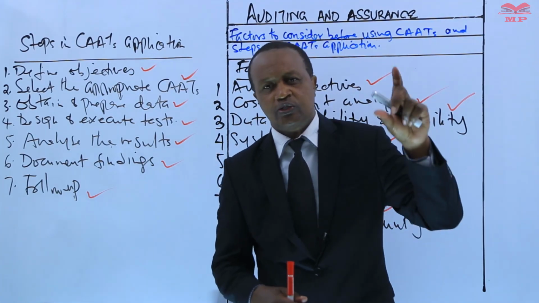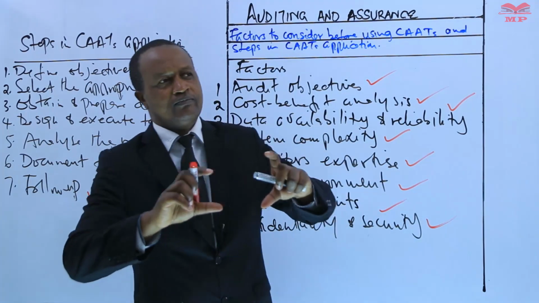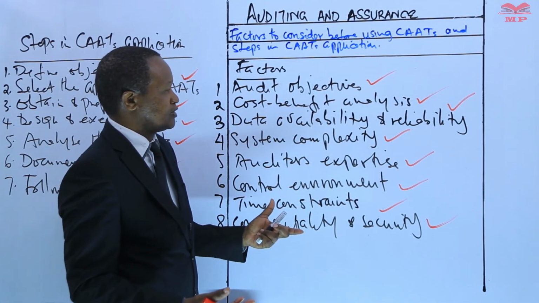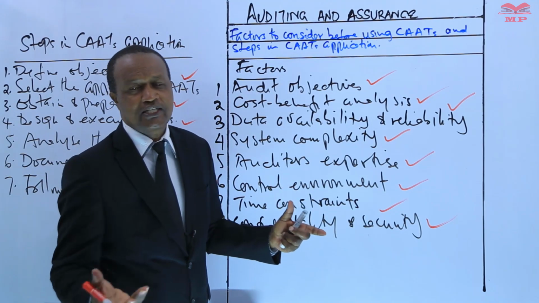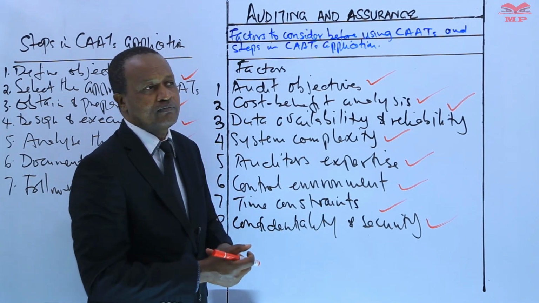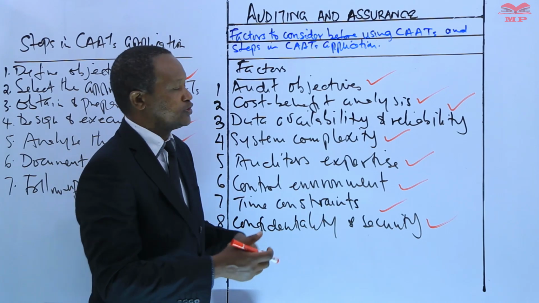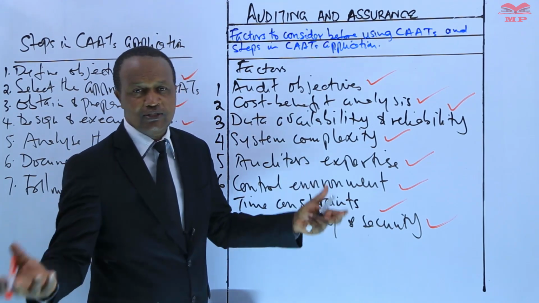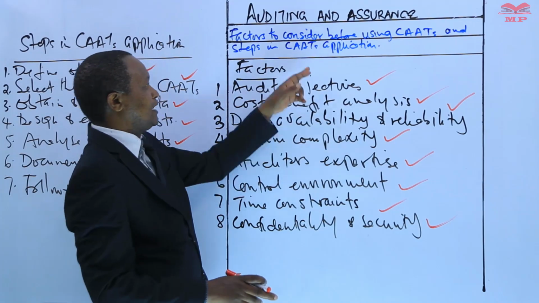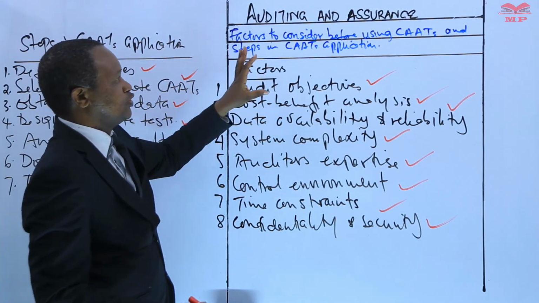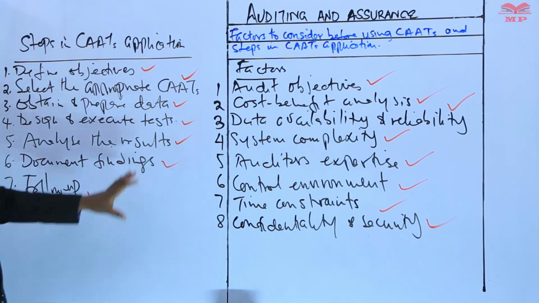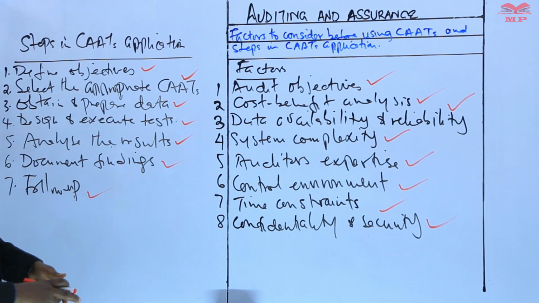So first of all, the auditor is required to put into consideration certain factors, because we've said that not all data can be used or processed by the CAATS. So before the auditor decides to apply CAATS, he has to first of all consider certain factors which you have identified. Then this is the procedure that has to be followed in applying the CAATS. Then that's it for today's lesson.